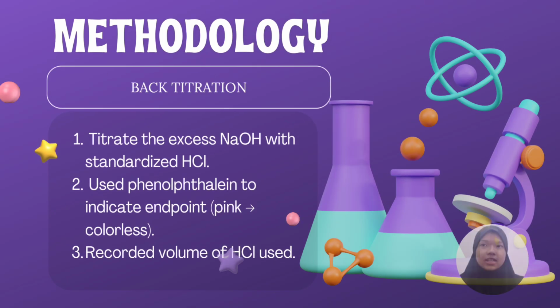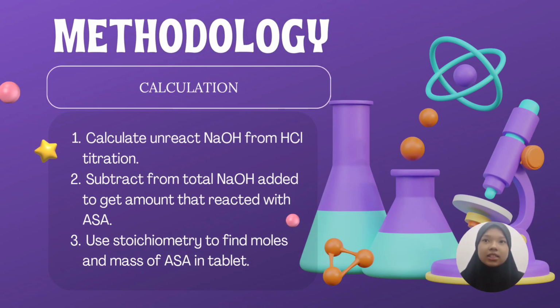Back titration. The excess NaOH remaining in the solution was titrated with standardized HCl using phenolphthalein as an indicator. The endpoint was marked by the change of color from pink to colorless. The volume of HCl required to neutralize the remaining NaOH was recorded. Next is calculation. The amount of NaOH that reacted with ASA was determined by subtracting the moles of NaOH neutralized by HCl from the total moles of NaOH initially added.